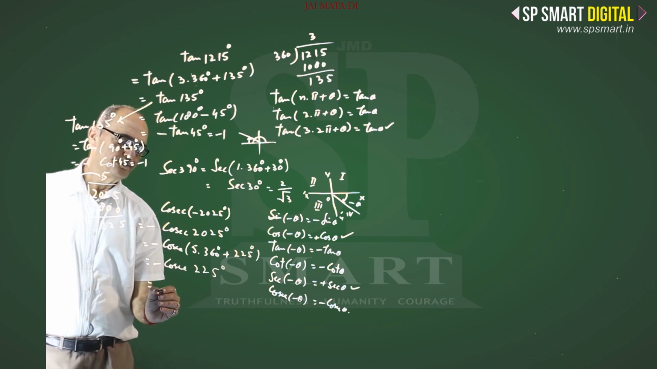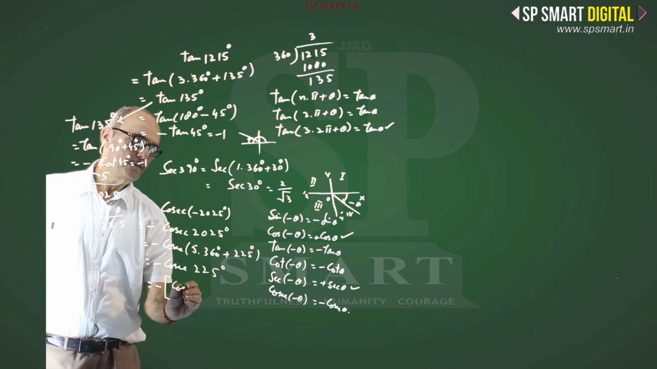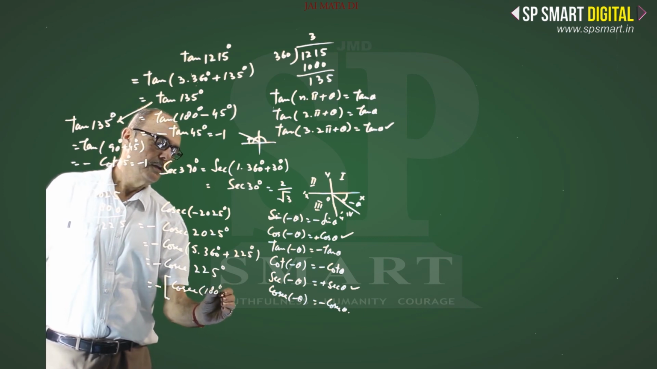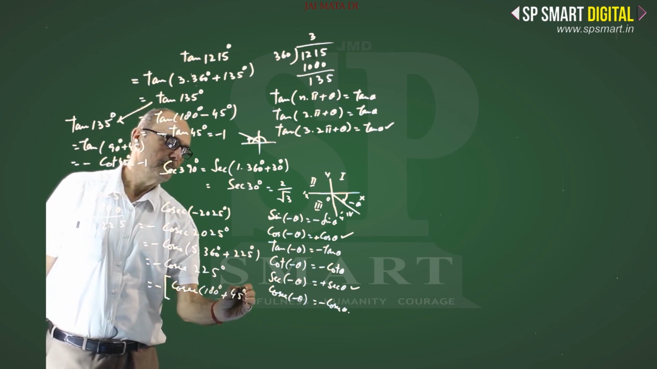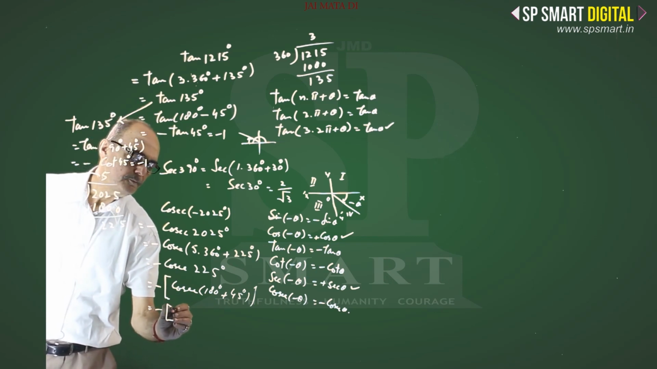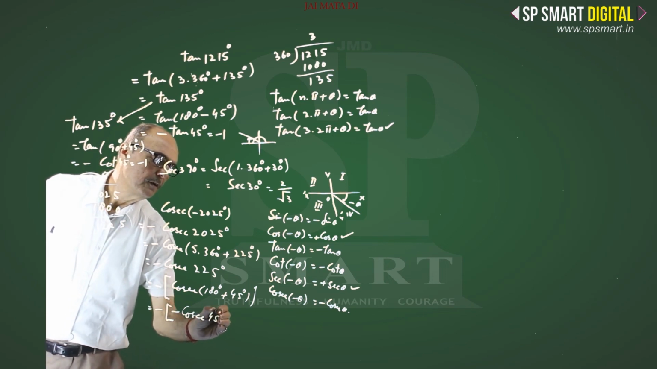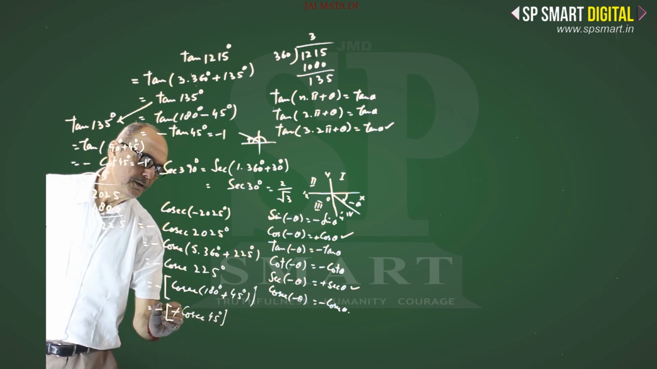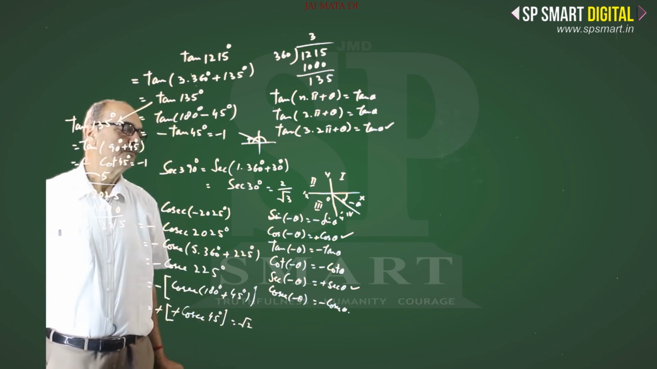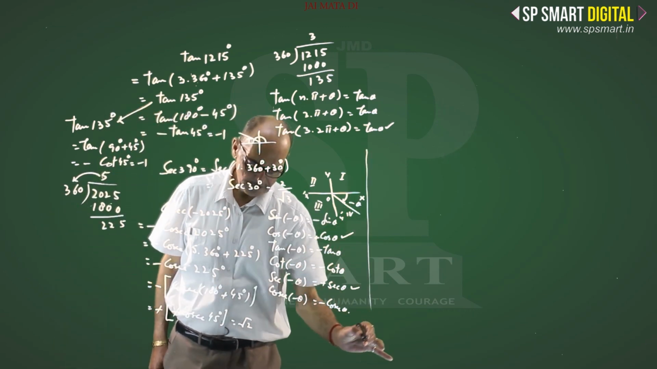Or this is minus then bracket cosec of 180 plus 45 in third quadrant, and this is minus cosec of 45. This minus and minus becomes plus, it is root 2. We can take up more examples on this.